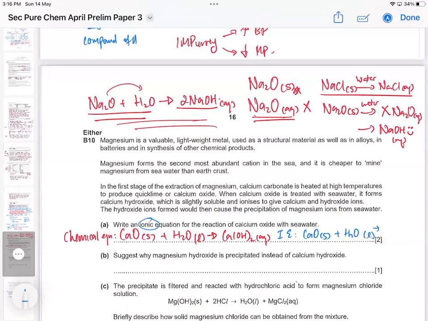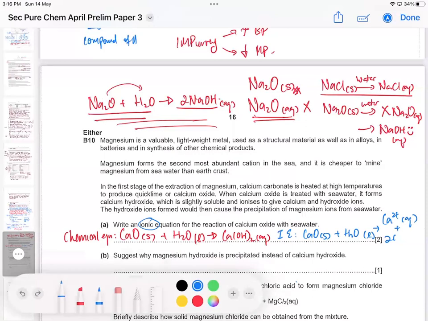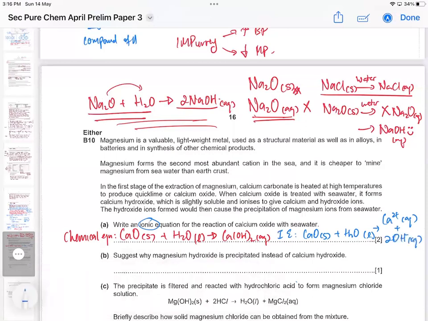But the calcium hydroxide splits into calcium 2 plus AQ and 2 hydroxide minus AQ. There is no cancelling of any ions because on the left hand side, there's no free moving ions for you to cancel. There are no spectator ions here. Because previously there are no free moving ions in the reactant side. So the only free moving ions you obtain is from the ionization of the alkali. Okay, so that's all for our part A.